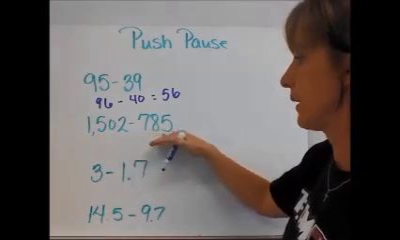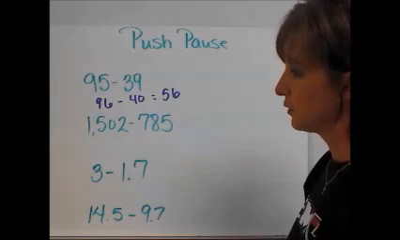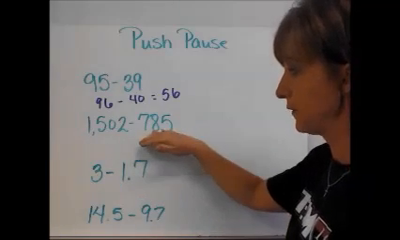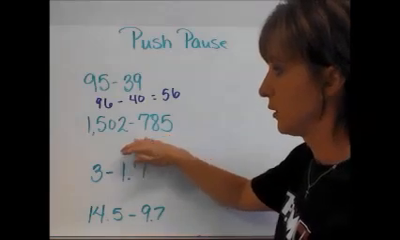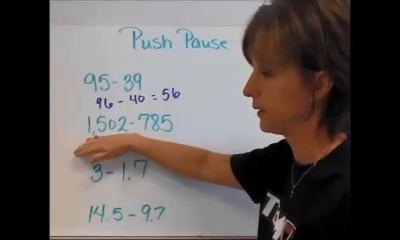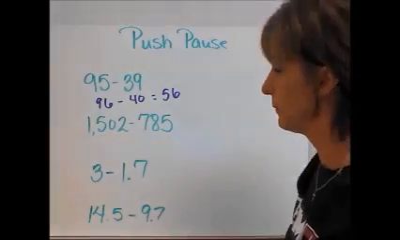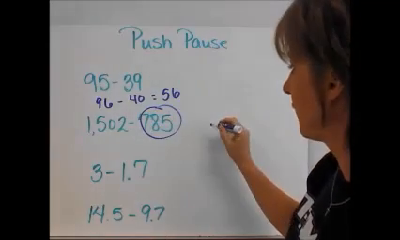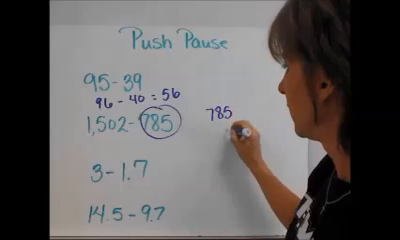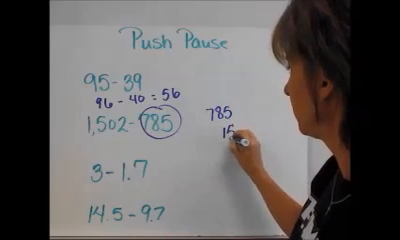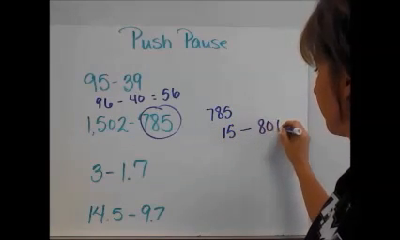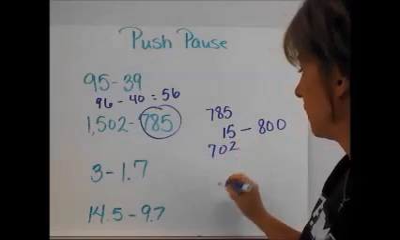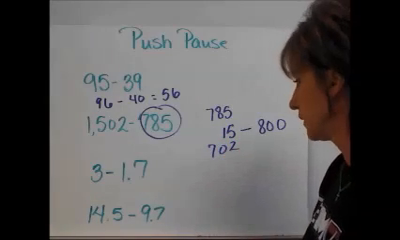1,502 minus 785. We'll do this one a couple different ways. You could do compensation and add 15 to this to get to 800, which means that you would add 15 to this to get to 1,517. Maybe you want to count up. Maybe you would put 785 in your head and count 15 to get to 800. And then from 800, you would know that you would need 702. So 717 is your answer.